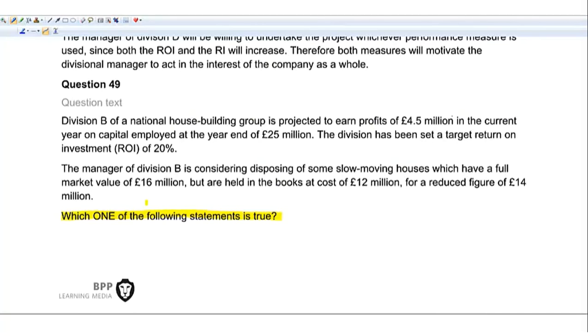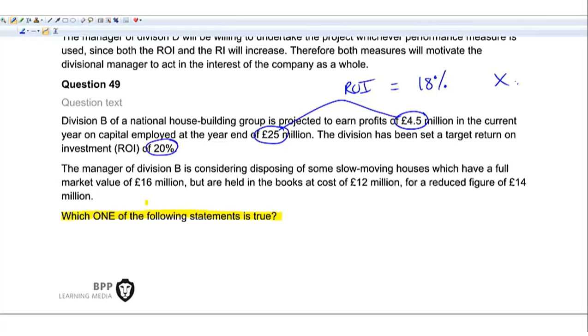Division B of a national house building group is predicted to earn profits of 4.5 million in the current year based on its capital employed of 25 million. So we can do a first quick calculation of return on investment to see what it is at the moment, and return on investment is 18%. That is the profit of 4.5 on the capital employed of 25 million. The division has been set a target return on investment of 20%, so at the moment it is failing to achieve its 20% target.